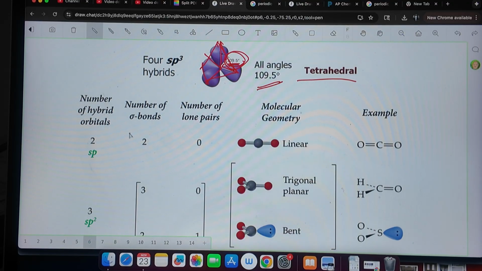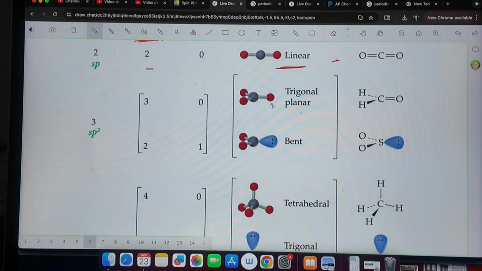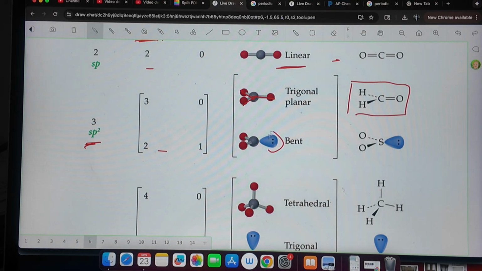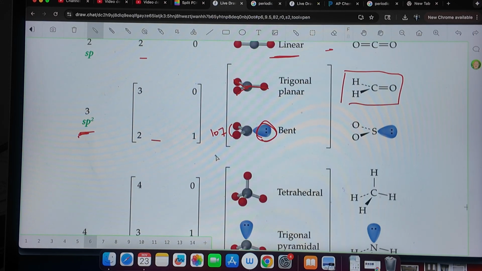Again, you have 2 sigma bonds, you will be linear. If you have 3 bonds that are equal, it'll be trigonal planar, like the Benz logo. We have an example of that here. I'm surprised that they use a double bonded oxygen. sp2 is also if it is bent, if there's a lone pair here. And then remember, these would be 107. And that leads to 1 lone pair and 1 sigma bond.